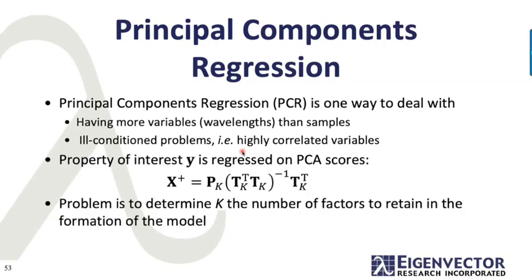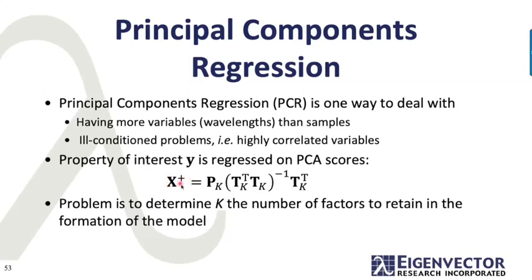So what we actually do is the property of interest y is regressed on the principal component scores. And the pseudo inverse that we wind up with is this. So let's just think about that for a second again. We do PCA on a data set that reduces our number of variables down to however many scores that we kept in the model, how many PCs we kept in the model. And so now we just use those. And of course, those scores contain most of the information about how the samples in our data set relate to each other. So that information is really embedded in the scores.